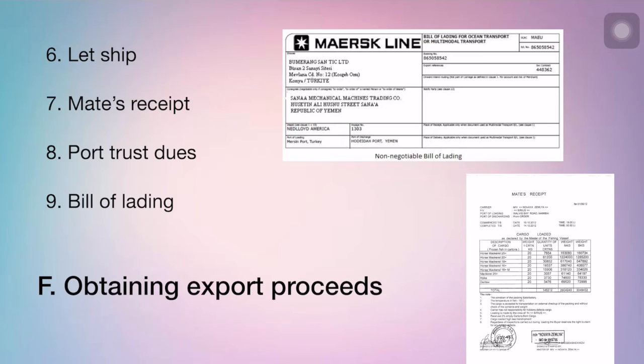The bill of lading, which you can see on the top, signifies that the goods have been carefully placed, and it is being confirmed by the captain of the ship. This confirmation is given by the port. After the port receives the mate's receipt, the bill of lading will be issued to the exporter. And then we have the sixth one, obtaining export proceeds.